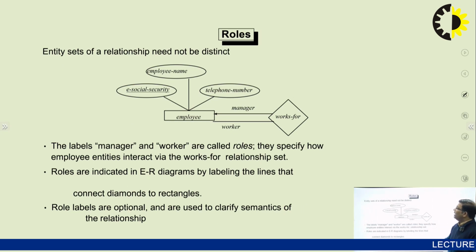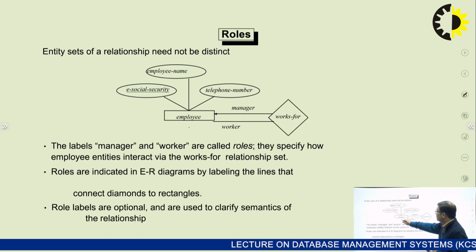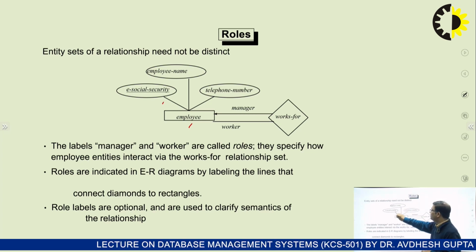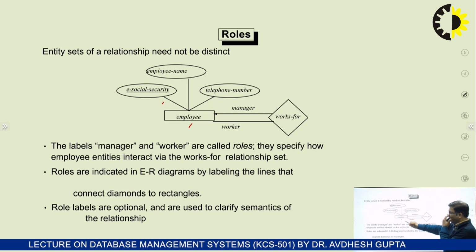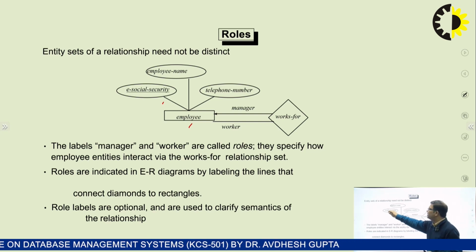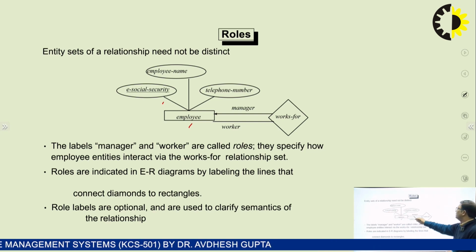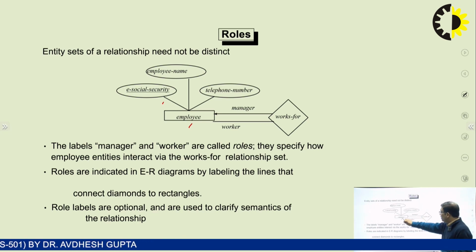Roles. The entity sets of a relation need not be distinct. For example, take employee. The properties of employee are employee name, social security number, and telephone number. The underline shows that this is the primary key. And this works for worker. Means what? Employee works for worker.